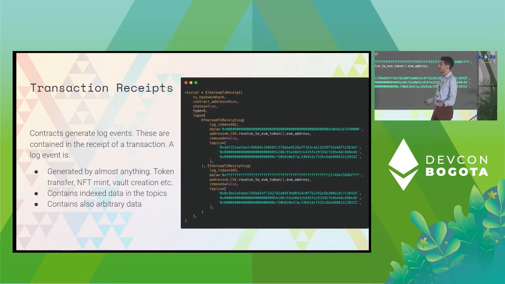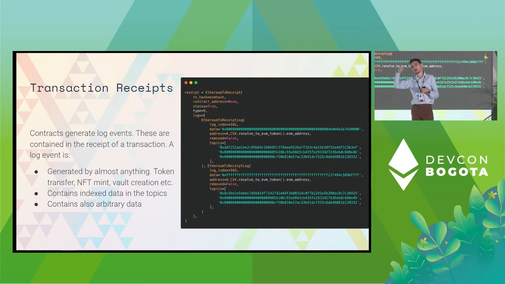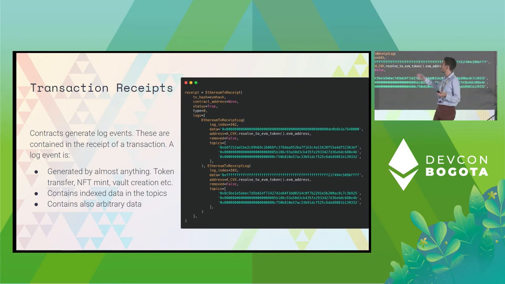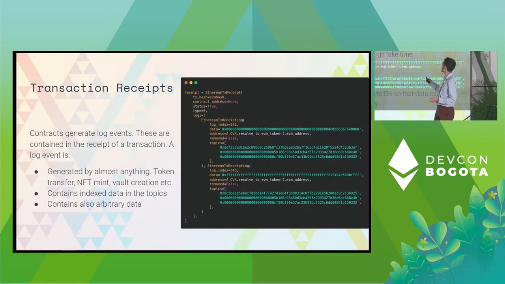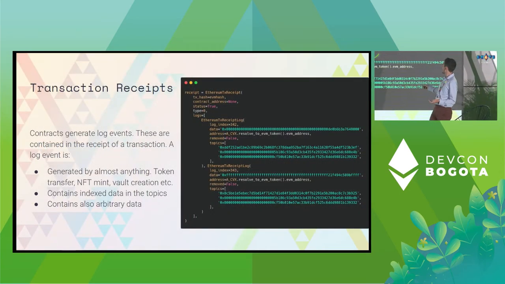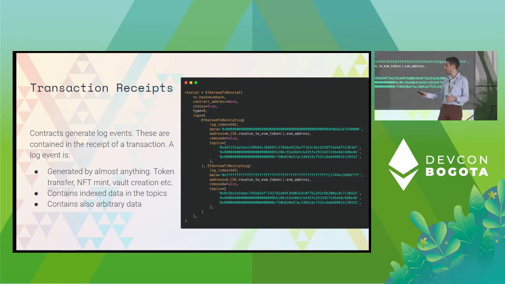And of course, then transaction receipts. We've all seen how the source code of a contract looks like. They have events. These events are actually contained in something that's called the transaction receipt. So let's say for a token transfer, it's, I don't know, transfer, source, destination, and value or something. Almost everything generates them. It looks like this. It's all hex, but if you have the ABI of the contract, you can decode this into a human readable format.